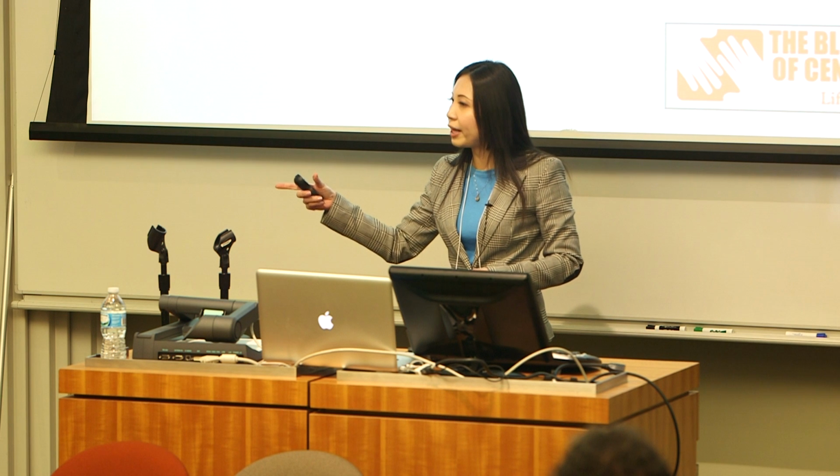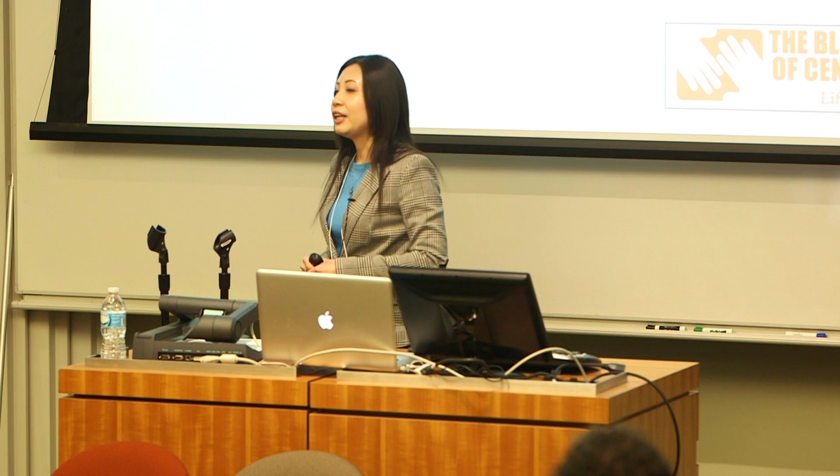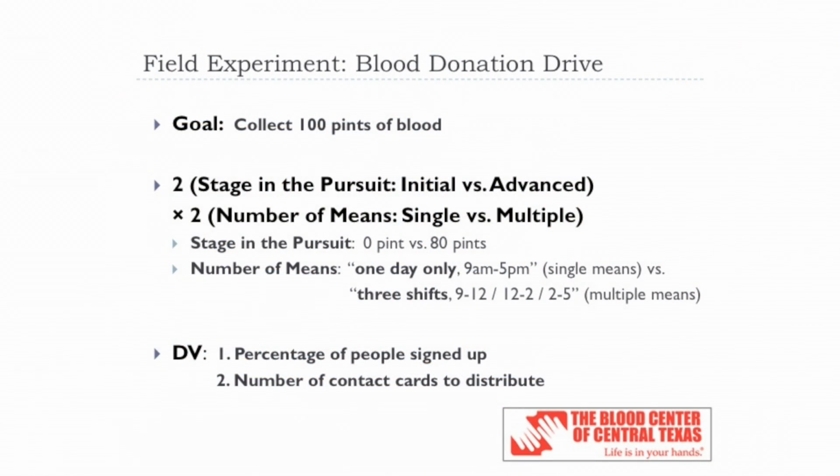Again, we want to change the information in the campaign, so we told them either we are in the early stage of this campaign or a later stage. And also whether there are multiple ways for them to donate or just one way to do so. To change the stage, we simply change the number we report. Either we have 0 pints right now, so we are very far away from our campaign goal, or we have 80 pints of blood already, so we're getting very, very close.